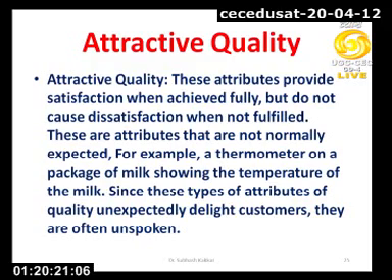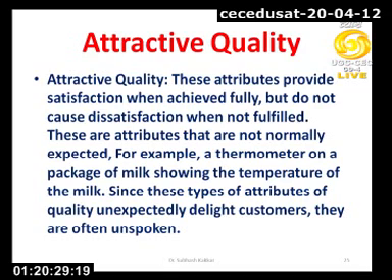These categories have been translated into English using various different names like delighters, exciters, satisfiers, dissatisfiers, etc., but all refer to the original articles written by Professor Kano. What is attractive quality? Attractive quality attributes provide satisfaction when achieved fully, but do not cause dissatisfaction when these are not achieved. These are attributes that are not normally expected in the product or service.